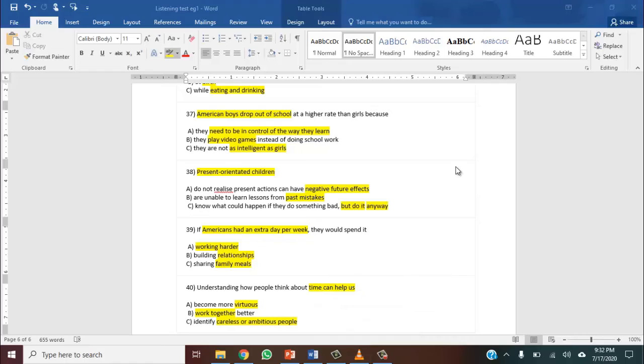This is also a very important question in which the recording discusses the options as potential answers. So the recording refutes the option A that says that they do not realize present actions can have negative future effects. In contrast, the present-oriented children know what negative future effects the present actions can have. However, the recording says that they do not care about it, which makes option C the answer.